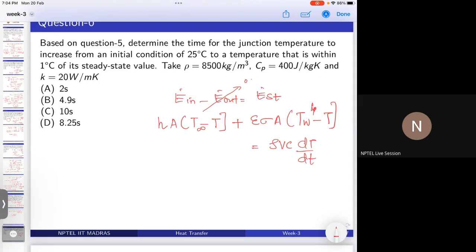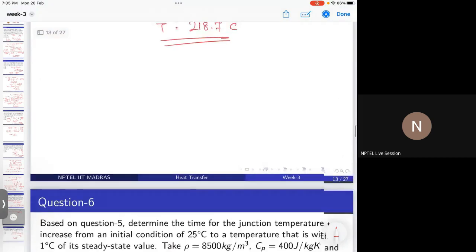This is the equation. This equation you cannot solve directly. You need some numerical techniques to solve this. I just want to show how we need to accommodate the radiation part also. That was my intention. If you are interested, you can try solving this out. If you solve this equation, you will get the time as around 4.9 seconds. Just to cross verify, you can check that t is equal to 4.9 seconds to increase from 25 to 217.7 degrees Celsius.